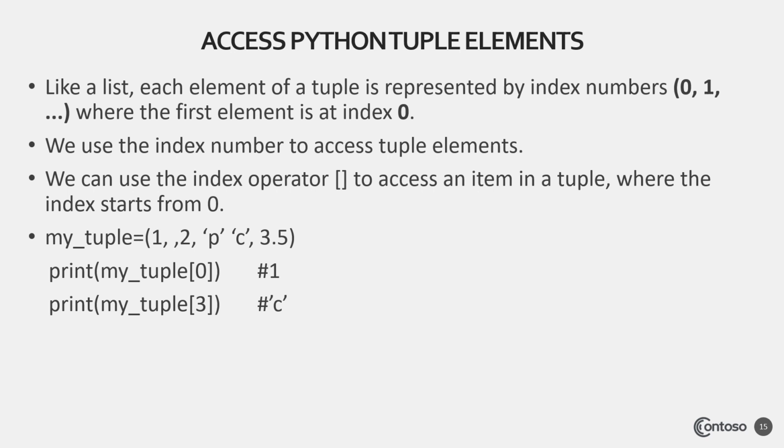To access Python tuple elements: like a list, each element in a tuple is represented by the index numbers 0, 1, etc., where the first element is at index 0. We use the index numbers to access tuple elements. We use the index operator, square brackets, to access an item in a tuple, where the index starts from 0. So in the given my tuple, we print my tuple of 0, we access the element at 0, so it is 1. Print my tuple 3, we access the element at 3, that is 0, 1, 2, 3. Index 3 holds the element C.